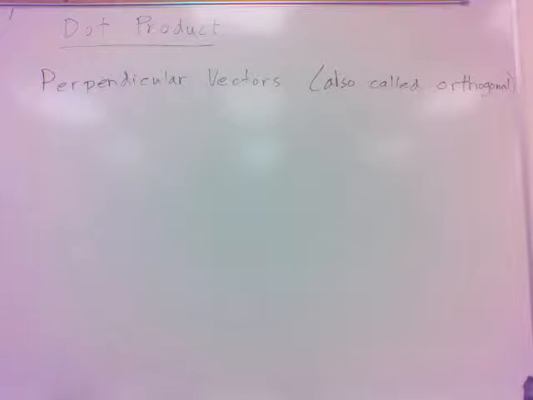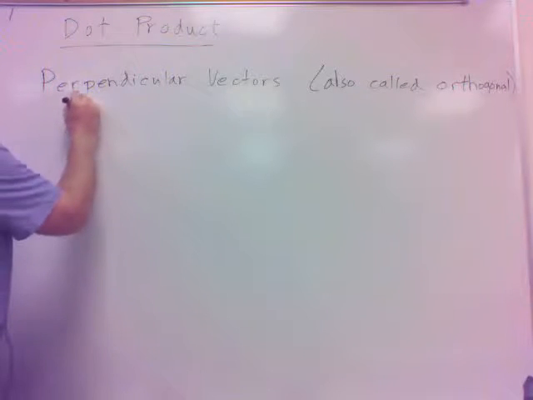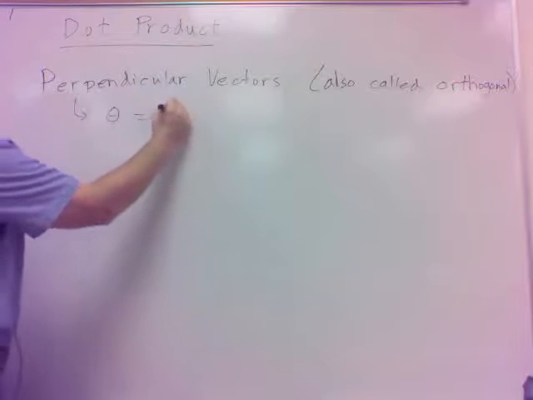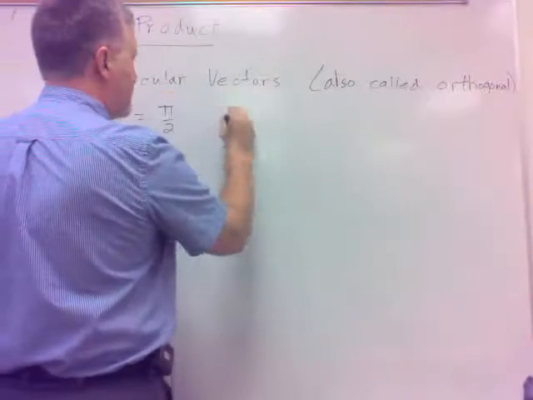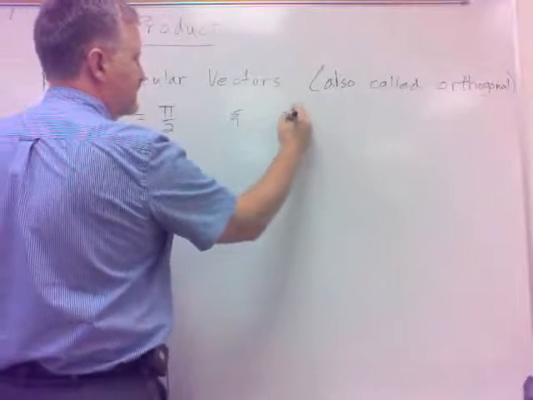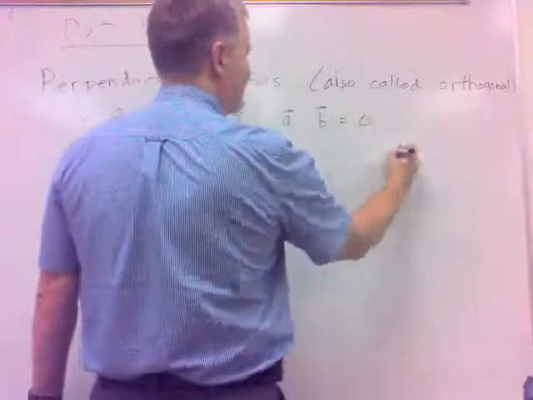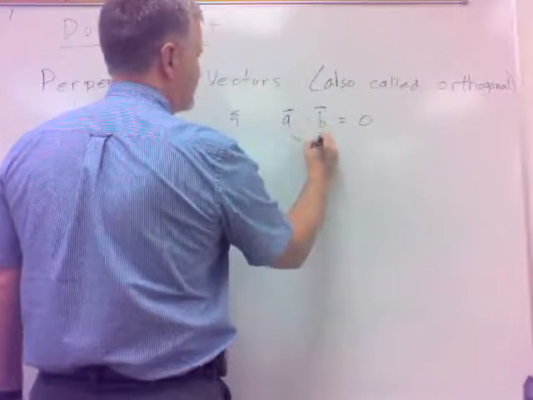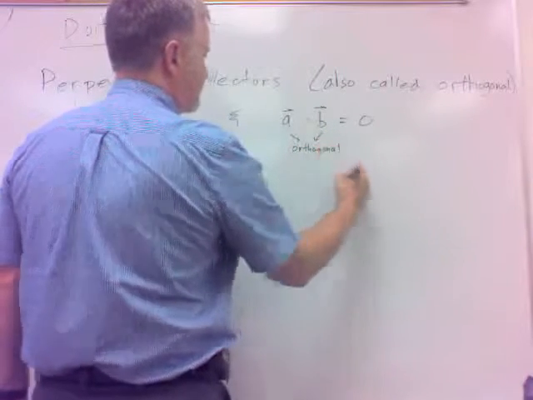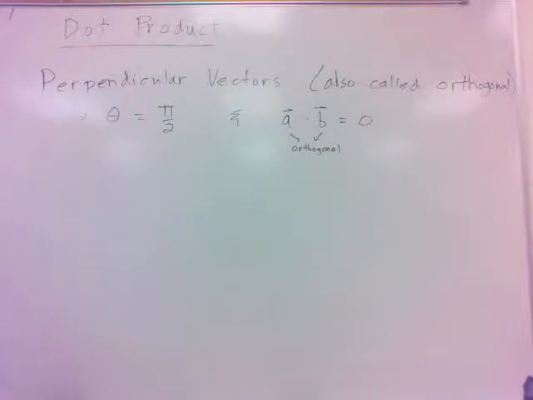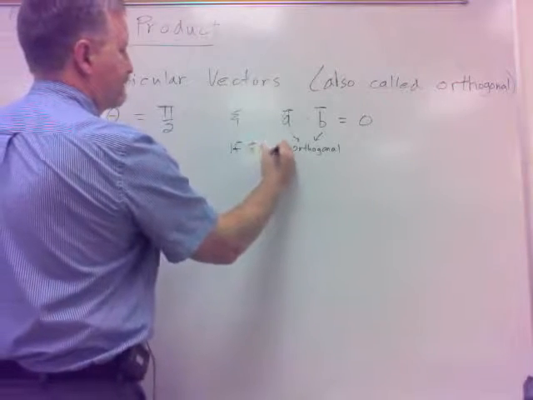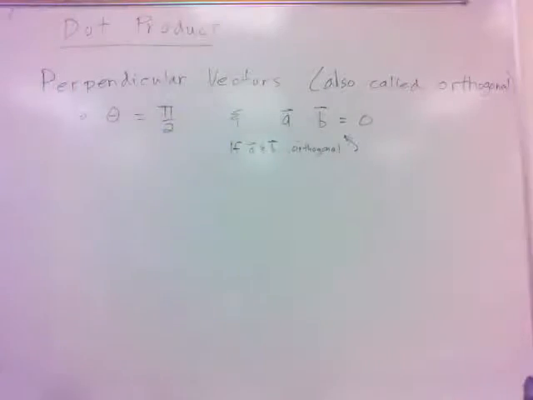It turns out that for perpendicular vectors, your dot product is going to be 0. All right, we know that with perpendicular angles, our theta angle between is going to be pi over 2 or 90. And then the dot product, let's say it's A dot B, is 0. Why? A and B are orthogonal. The dot product is 0. Why is that?